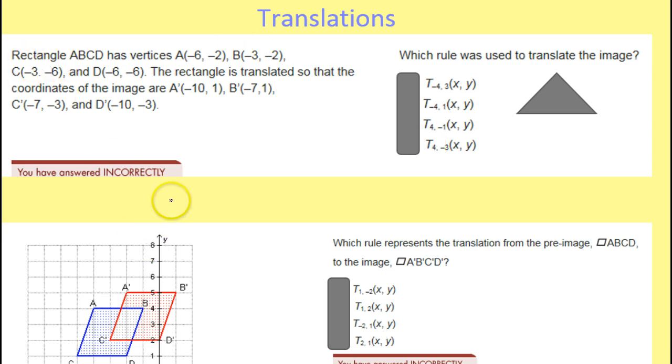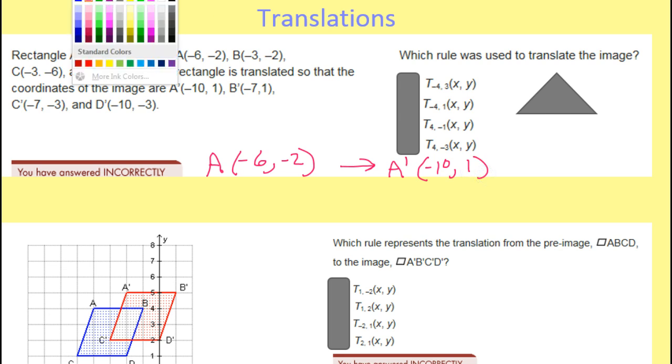So let's just go through a few problems. Rectangle ABCD has these vertices. The rectangle is translated, so the coordinates of the image are shown here. Which rule was used? Well, just pick one point and take a good look at it. So, for example, I'm going to look at the point A, which was (-6, -2). And then what happened? We have A prime, which was (-10, 1).